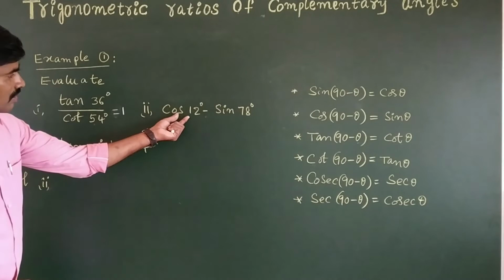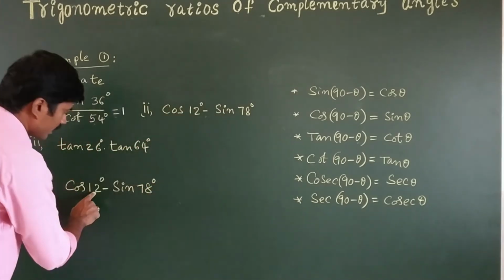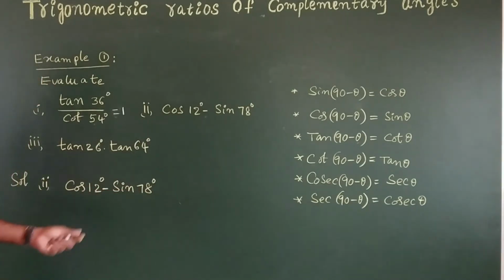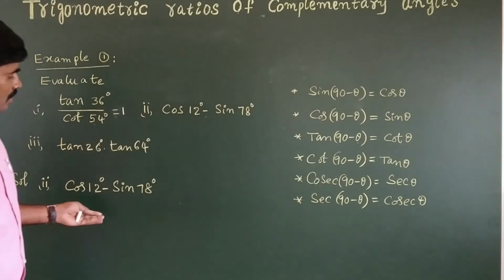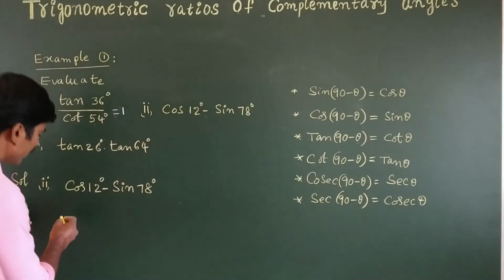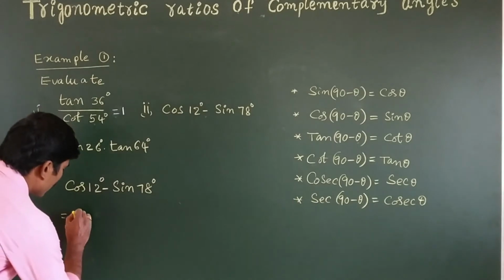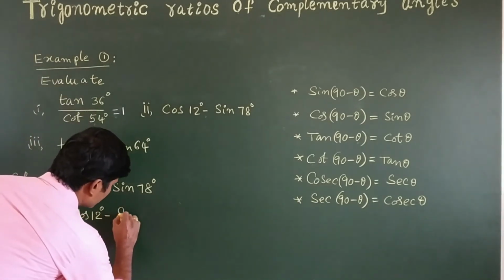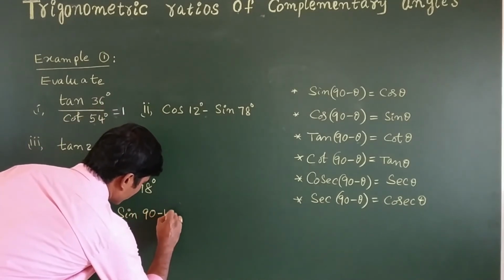Second problem, cos 12 degrees minus sin 78 degrees. 12 degrees plus 78 degrees is equal to 90 degrees. So 12 degrees and 78 degrees are complementary angles. So we can solve this problem by using these trigonometric ratios of complementary angles. Change one of the ratios. So cos 12 as it is, minus sin 78. Sin 78 we can write as sin(90 minus 12 degrees).